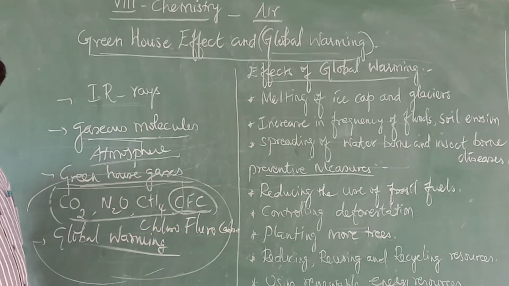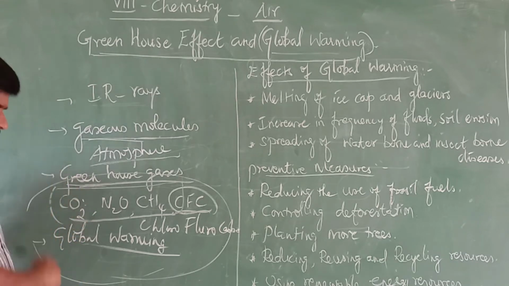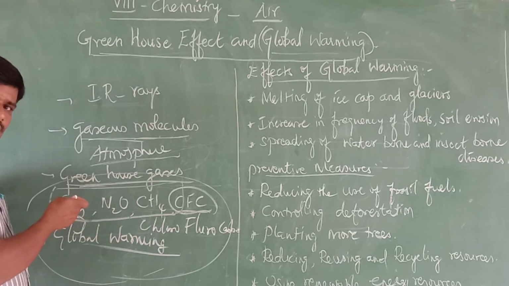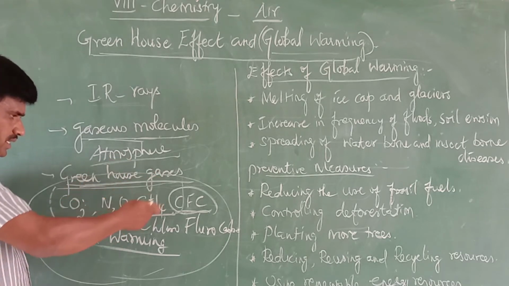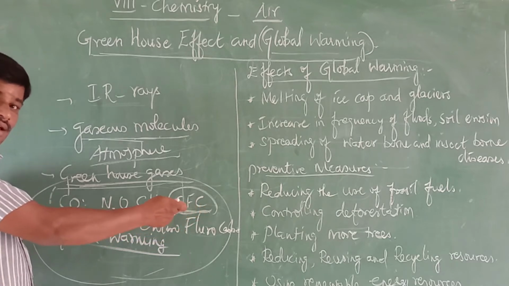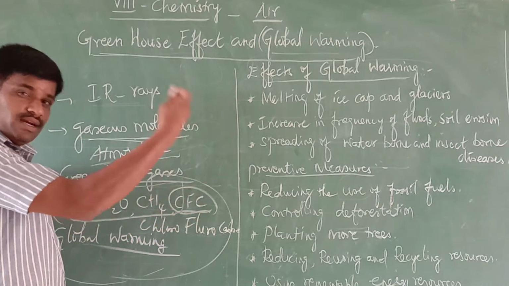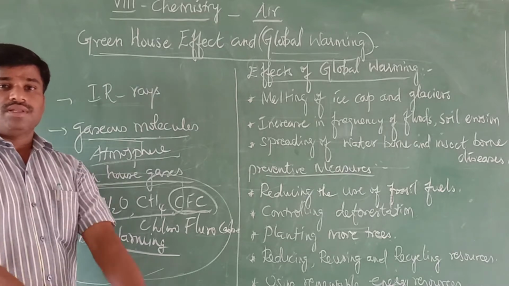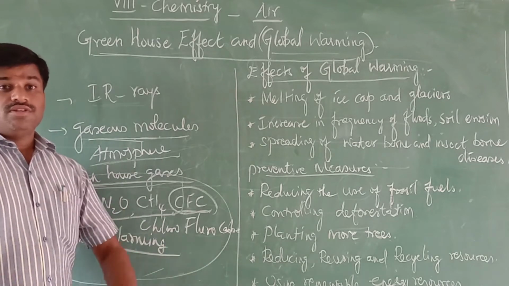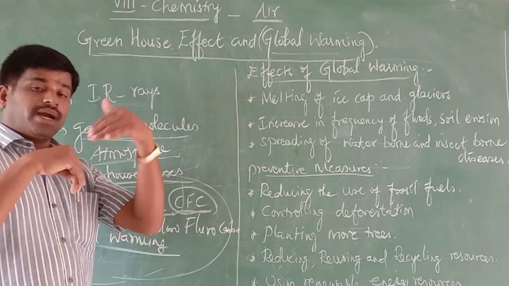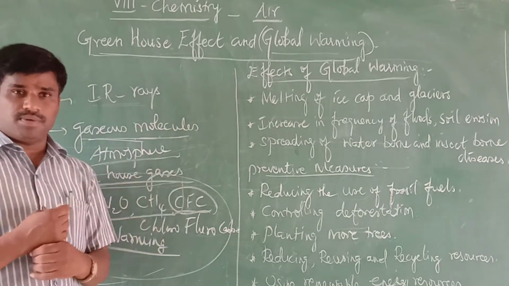Now, can you understand what is global warming? The only thing to understand here is that the level of these gases increases. By the increase in these gases, the atmosphere temperature suddenly increases. When the atmosphere temperature increases, some other hazardous things will be happening.